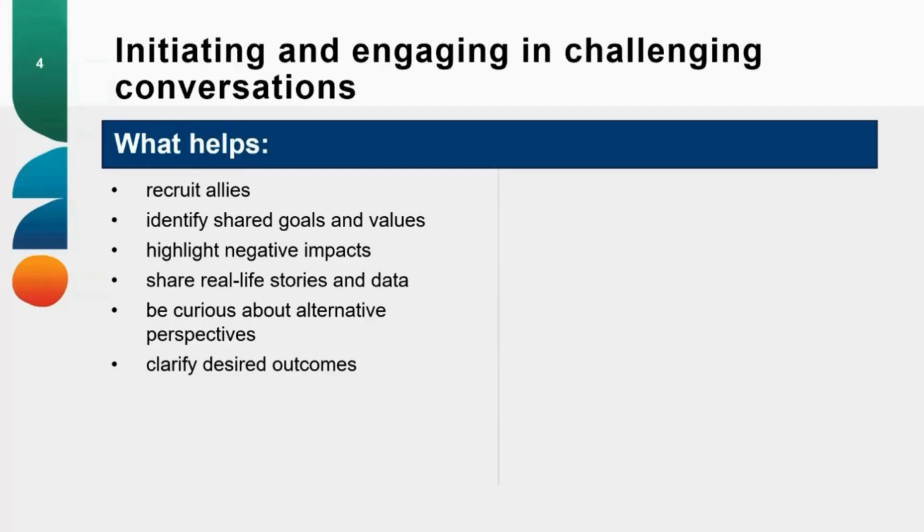Clarify desired outcomes. Clearly describe changes you'd like to see and why they're important to you and to your shared goals and values. Decision makers may be more open to considering changes if they're clearly explained. Offer to be part of the solution. Consider offering to support putting the requested changes in place. It may encourage others to consider these changes if their role is lessened.